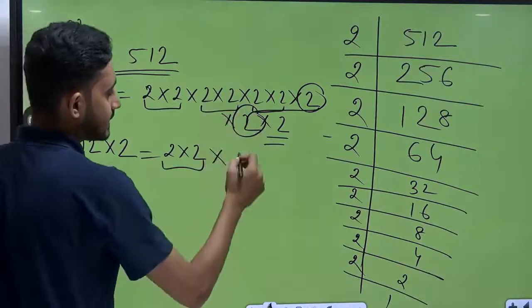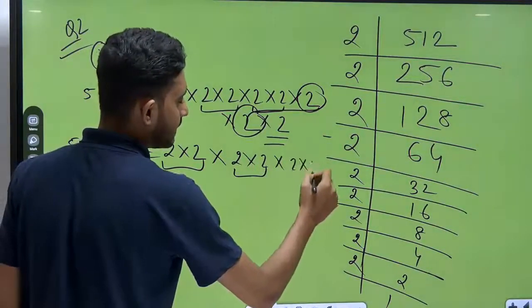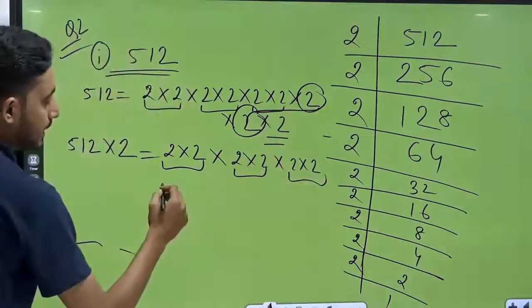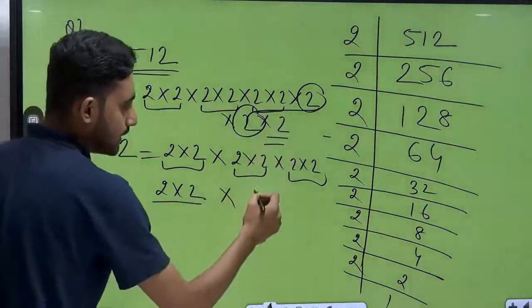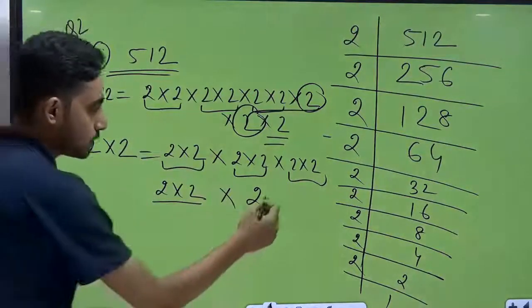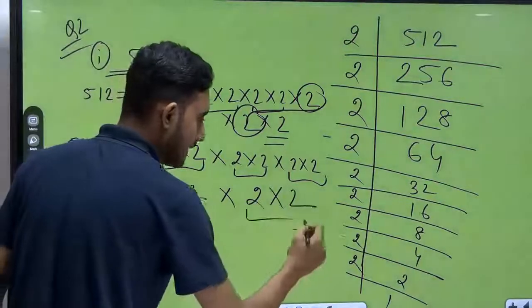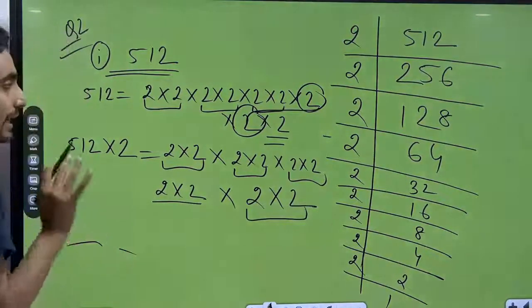Multiply, this is the second pair. 2 into 2. Now this is the third pair. Okay, fourth pair also. Now at last 2 is left. So what did we do here? We multiplied by 2, an extra 2, so that multiply made another pair. Okay, now your answer will be in this case.